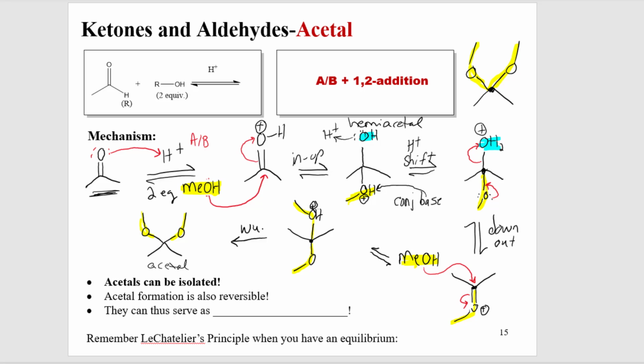If you notice, all of these arrows were reversible. So acetal formation is reversible. Acetals are fairly stable under neutral conditions and can be isolated. Acetals don't behave like carbonyls. They're not carbonyls. So I want you to think of them as protecting groups. Okay? They can protect a carbonyl from reacting with something. And then when you've protected it from whatever you were introducing to your system, you can reverse it back using Le Chatelier's principle.